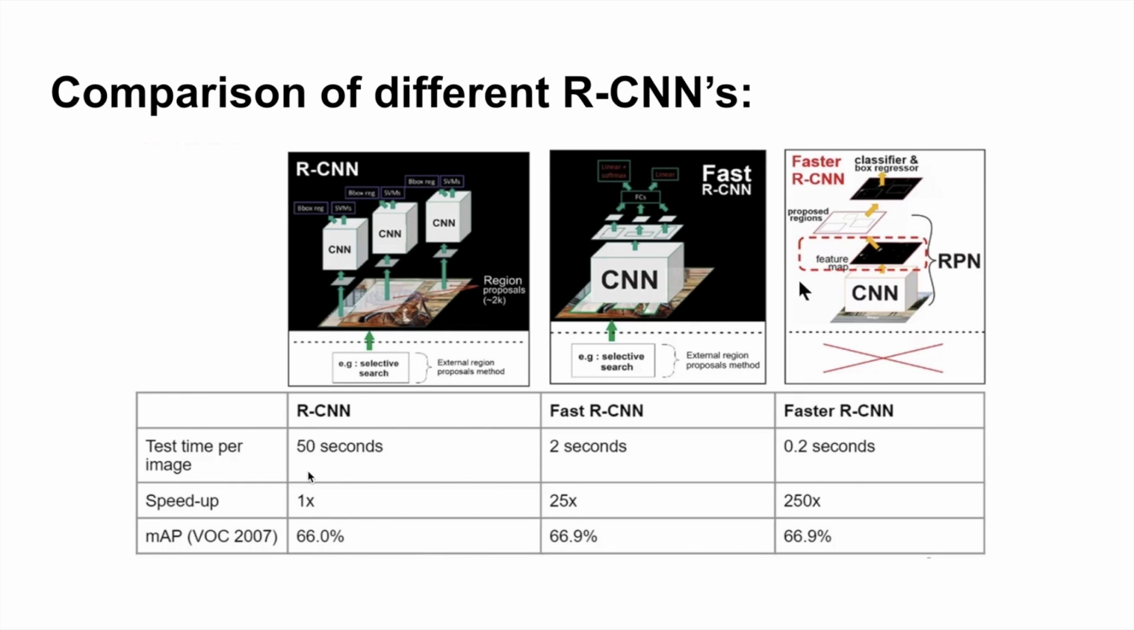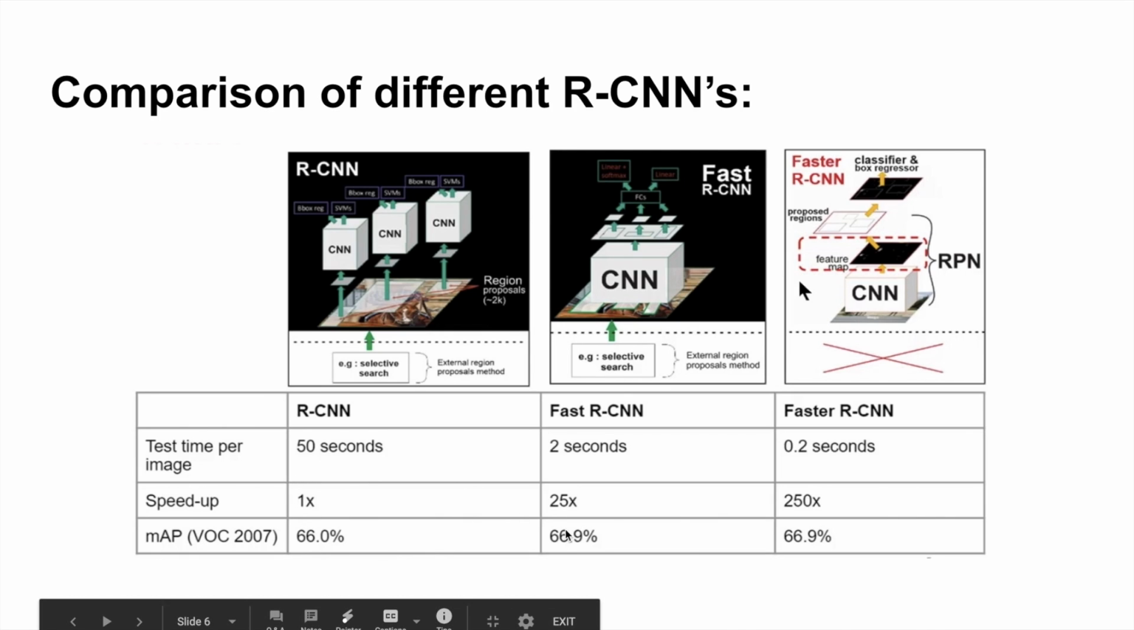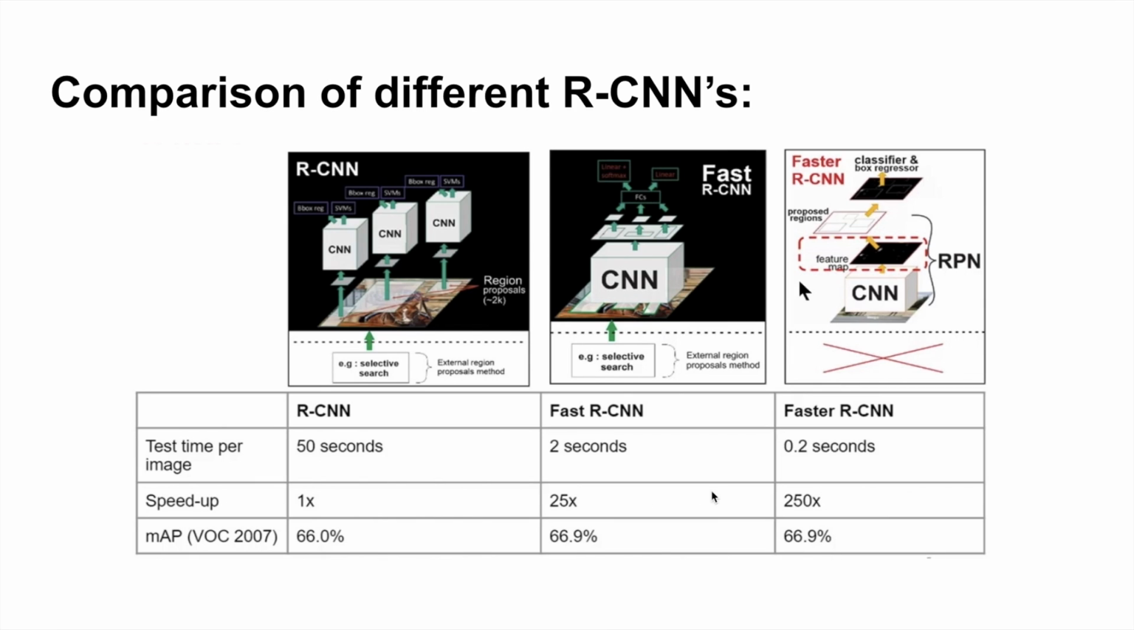Here we can see the mean average precision is similar for all the CNNs. But the computational time decreases from RCNN to Fast RCNN to Faster RCNN. Also the test time per image is very low in Faster RCNN.